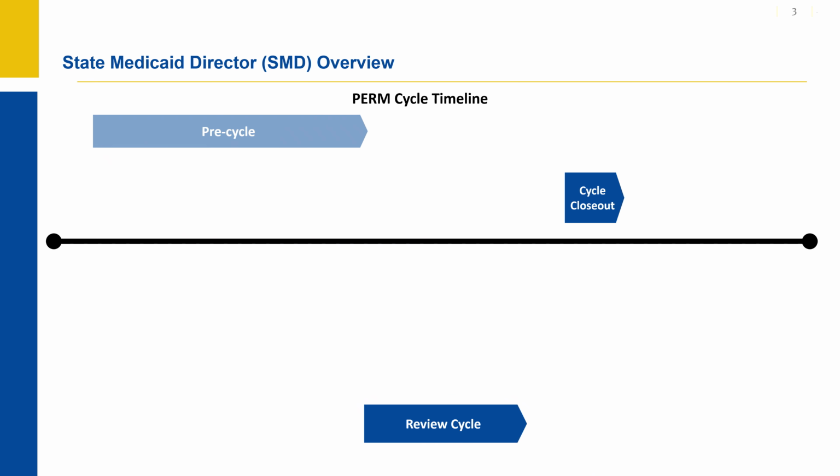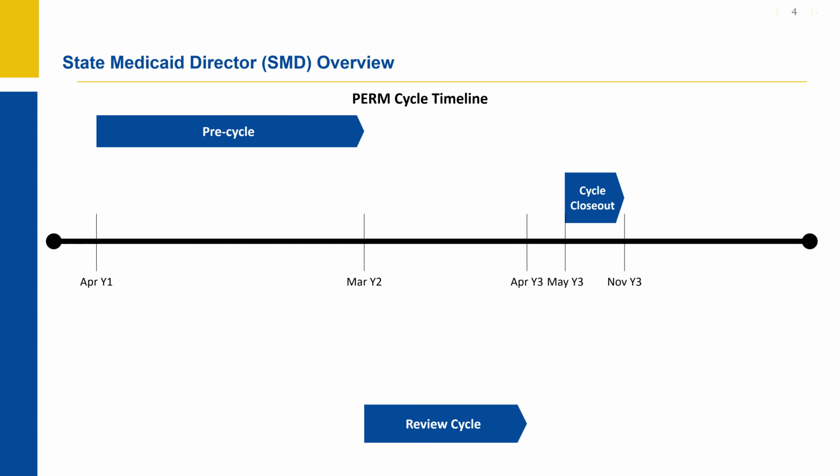The pre-cycle phase begins in spring of year 1 and runs through March of year 2. The review phase begins in March or April of year 2 and runs through April of year 3. The cycle closeout phase begins after reviews are complete and runs from May through November of year 3.